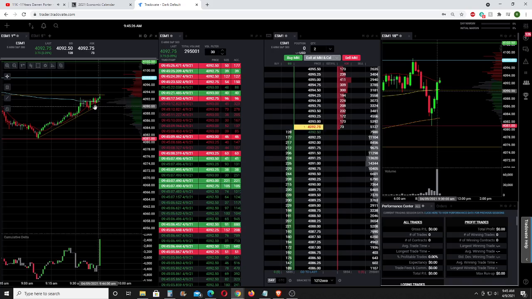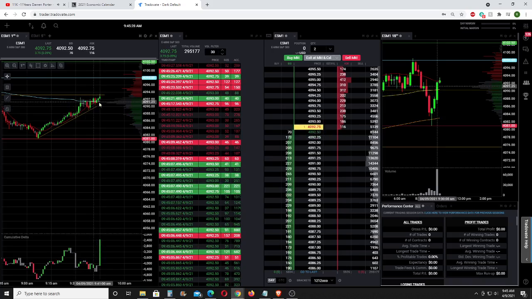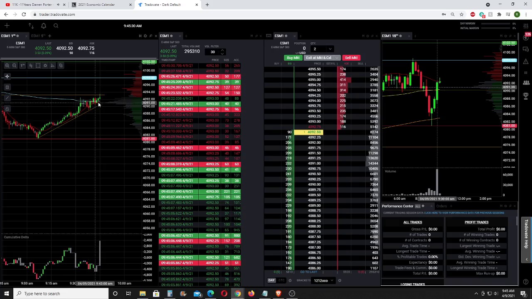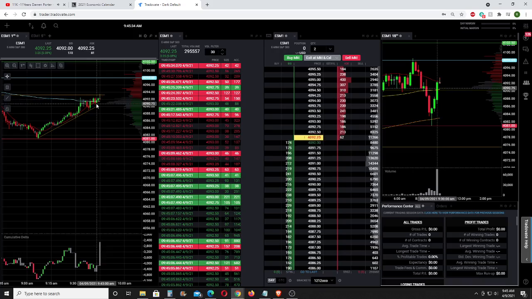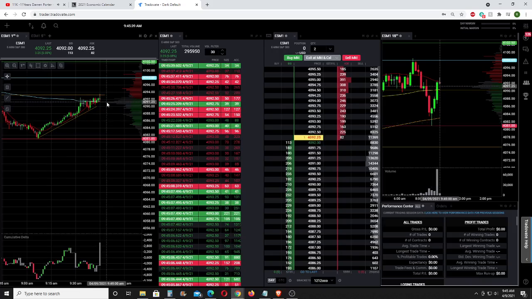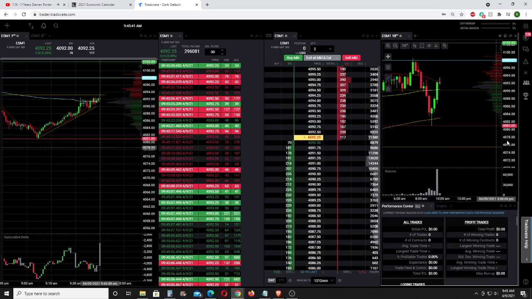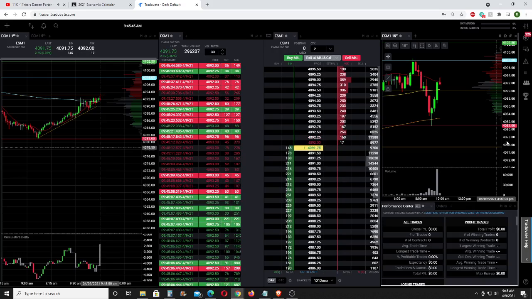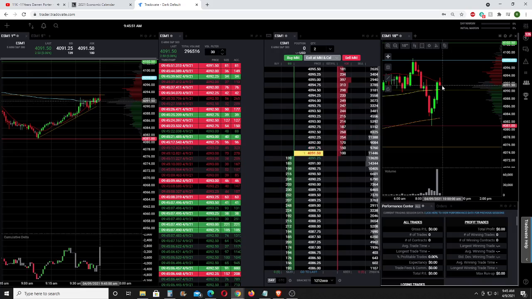There's so many signs right here. It's above the 9-period moving average, above the VWAP. The trend line is intact. Very bullish. Don't want to go long yet because it is tight. It is extended here.